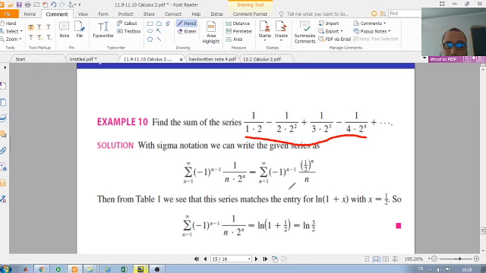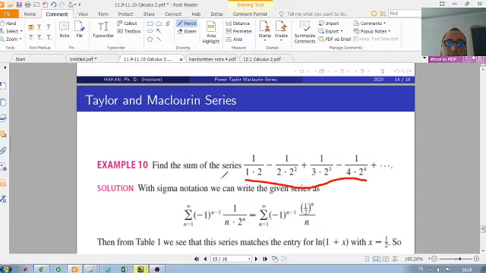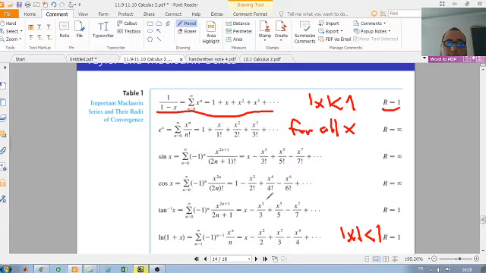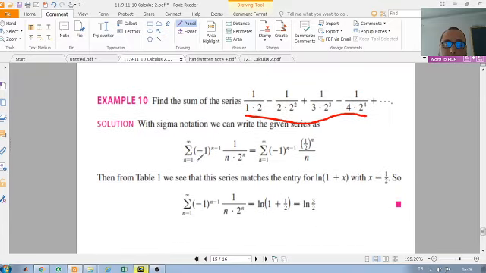And by rewriting it to use a formula in the table to find directly its sum if it is convergent. So we write it is minus 1 to the power n minus 1. So we write this one as 1 over 2 to the power n, this one over n.